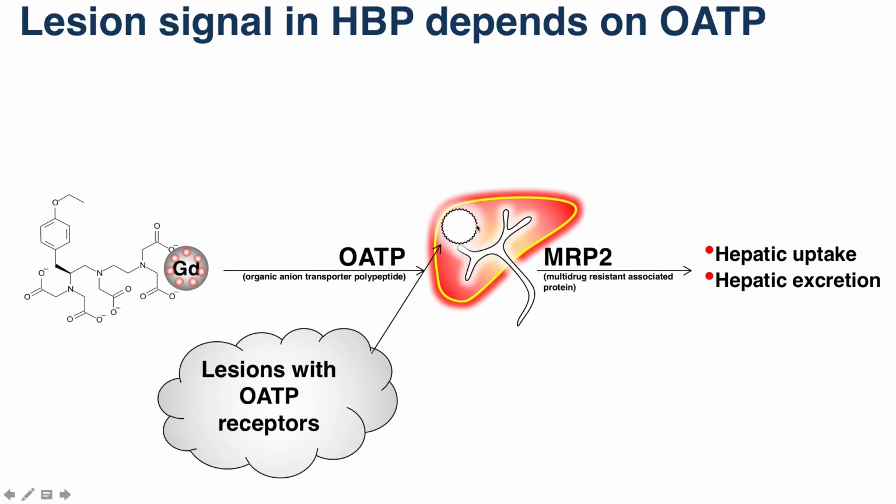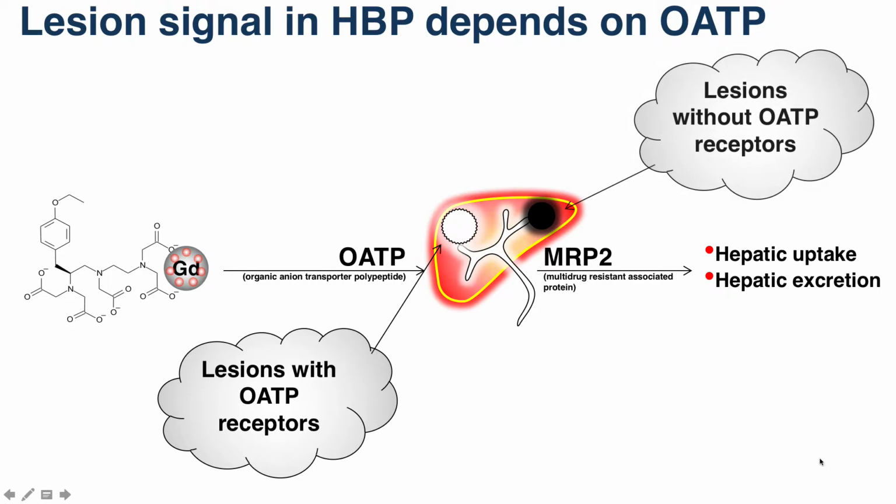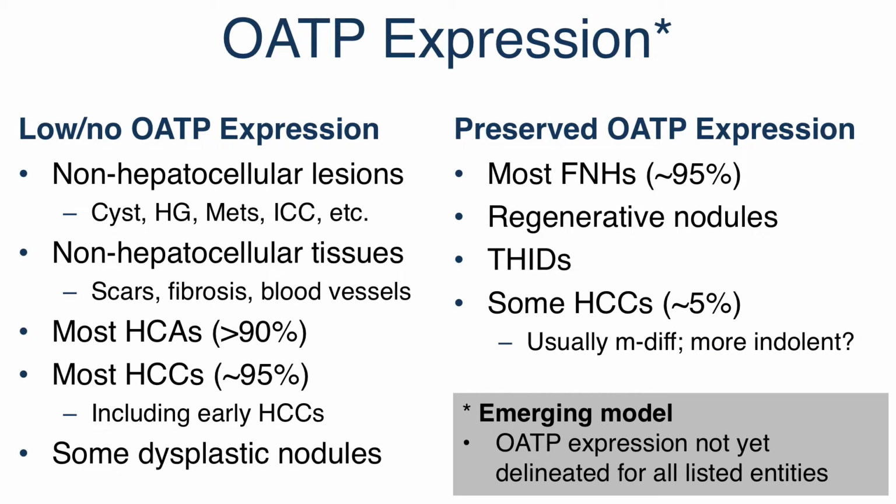Now, lesions in the liver that have OATP receptors will look bright. So guess what lesions that don't have OATP receptors will look like? See, radiology is not so hard. Lesions without OATP receptors will look dark. So now all we need to do is remember what lesions do and what lesions do not take up OATP. This is an emerging model. Some of this has not been proven scientifically for everything, but this is our working model.